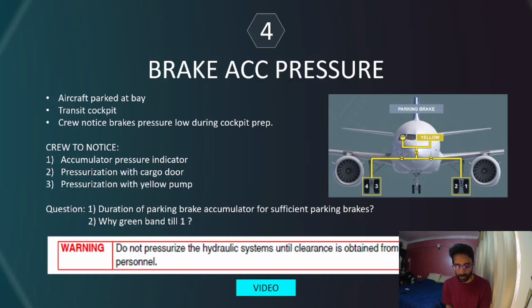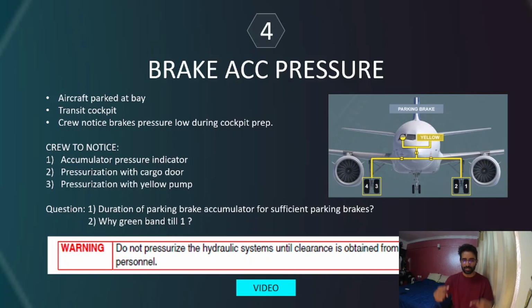So we will talk about how to pressurize the accumulator. Accumulator pressure indicator, I'll show you how it is. Pressurization with cargo door, pressurization with yellow pump. During parking brake, accumulator pressure for sufficient brake duration. How much is the duration? I already answered it, it's 12 hours.